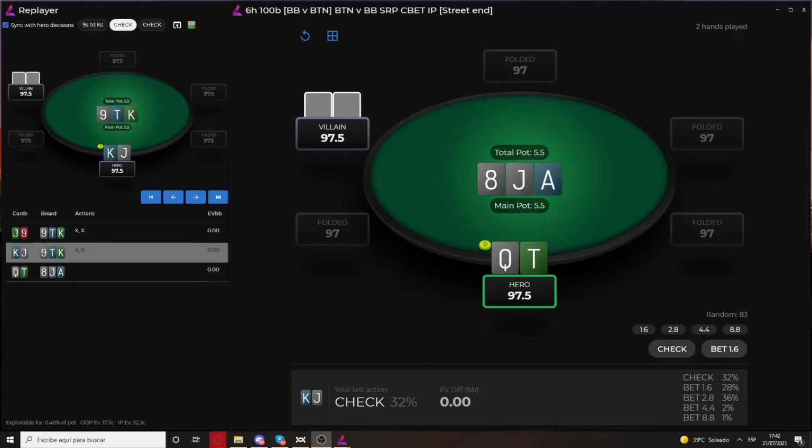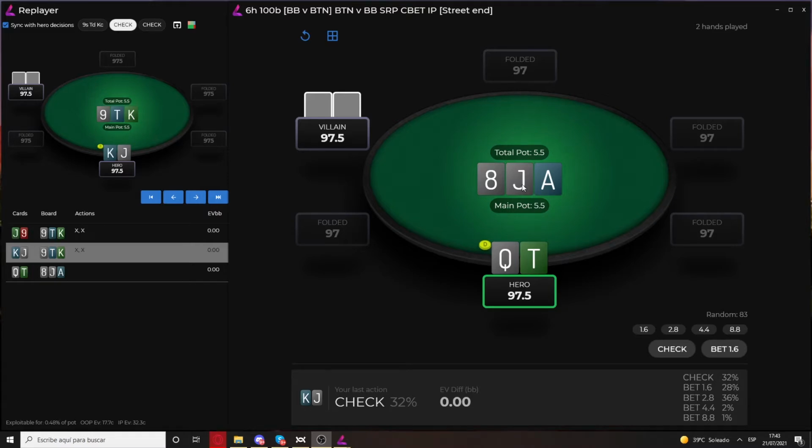What's up, guys? Today we're gonna look at button versus big blind C-betting on two Broadway boards, and the way we're gonna look at it is by playing against the solution and just talking about the different situations that pop up as we play.